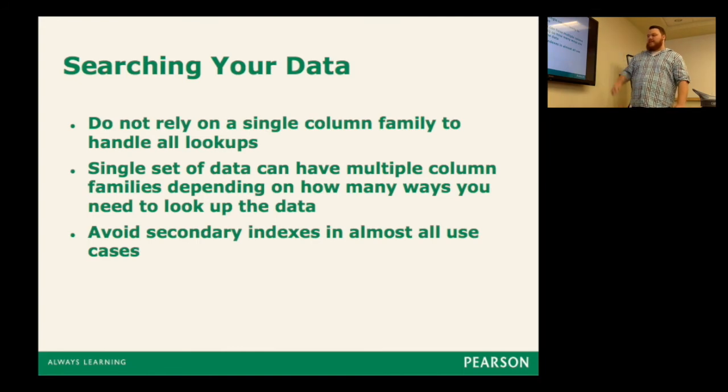And then avoid secondary indexes in almost all use cases. Secondary indexes are indexes that you use in Cassandra that aren't part of your composite key. And there are very few use cases where they're used well. So just avoid them like the plague, unless you know what you're doing and know how to use them. And unfortunately, I'm not one of those people, so I'm going to ignore that.